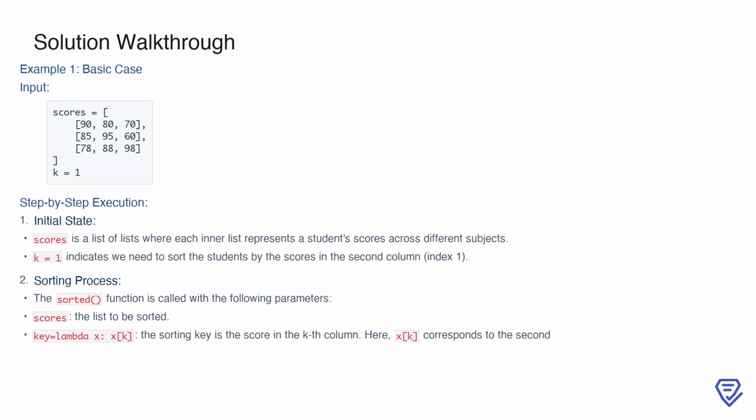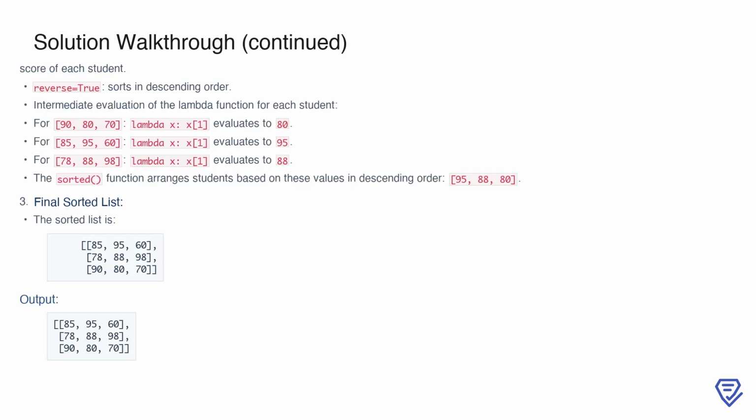In this example, we are given a list of students' scores, where each student has scores in multiple subjects. The variable scores represents this data, and the value of k is 1, meaning we need to sort the students based on their scores in the second subject, which corresponds to the column at index 1. To achieve this, the sorted function is used, and we specify the sorting key as lambda x: x[k]. This lambda function extracts the score at the kth index for each student, allowing us to sort by the desired column. The sorting process evaluates the lambda function for each student to determine the sorting key.